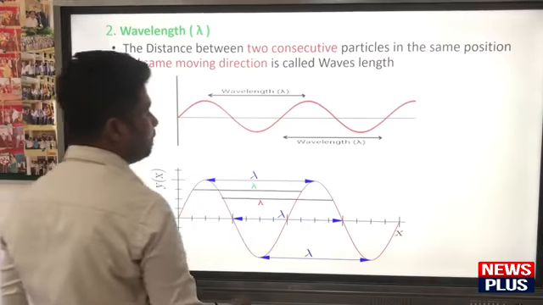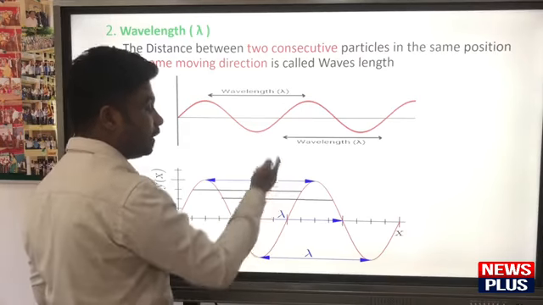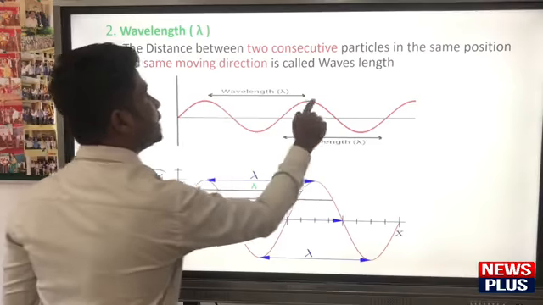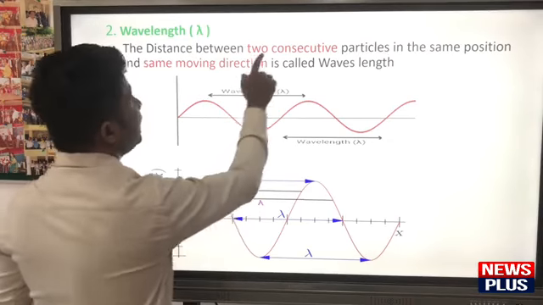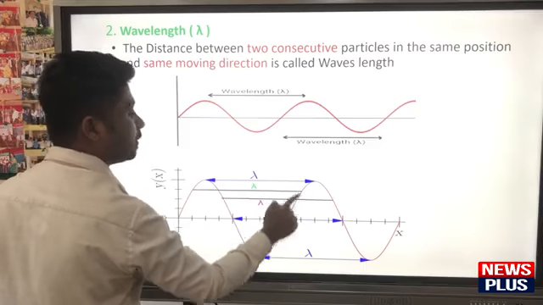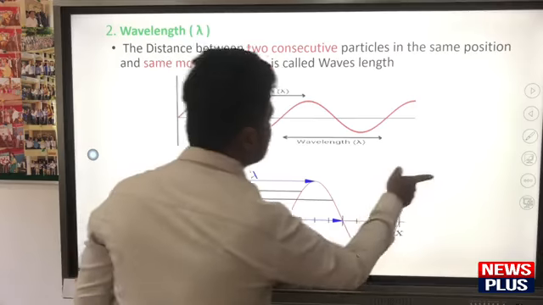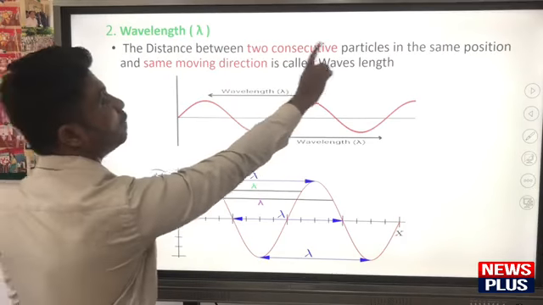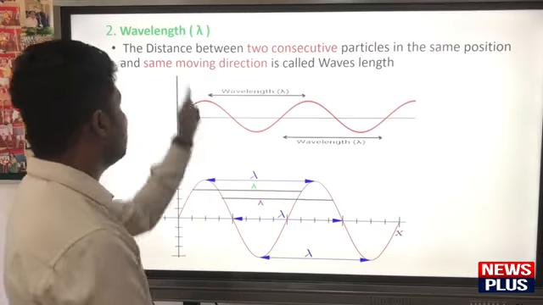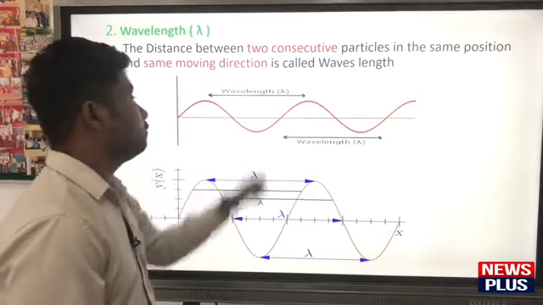You must know this one, because lots of students make mistakes here, because they think this point and this point are a wavelength. That is wrong. Same consecutive point: this point and this point are the same consecutive points. So the distance between two consecutive particles in the same position and same moving direction, very important, is called wavelength. If you don't put this, you will get it wrong.